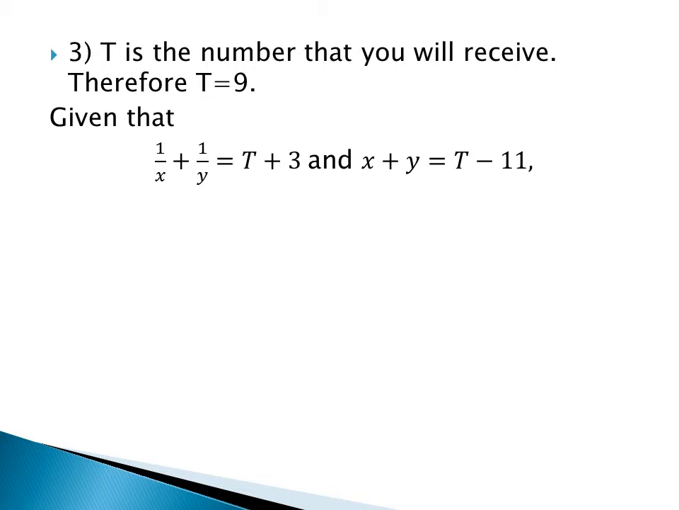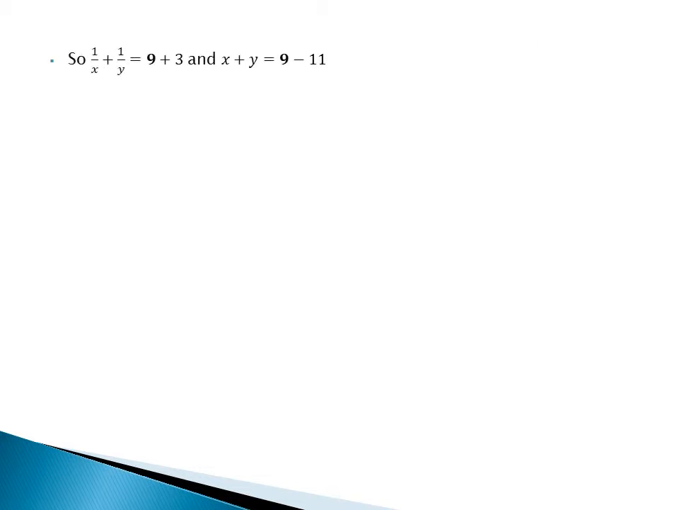Given that 1 over x plus 1 over y equals t plus 3 and x plus y equals t minus 11, you're writing down the value of 12xy. So 1 over x plus 1 over y equals 9 plus 3, substituting t into the equations, and x plus y equals 9 minus 11. Taking the first equation, we've got 1 over x plus 1 over y equals 9 plus 3, so 1 over x plus 1 over y equals 12.